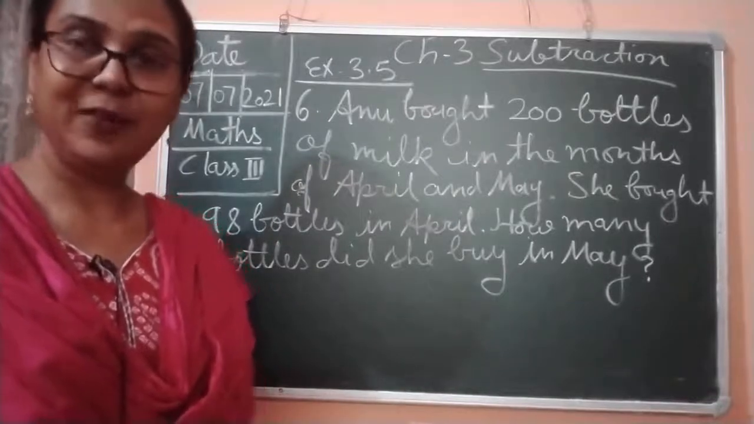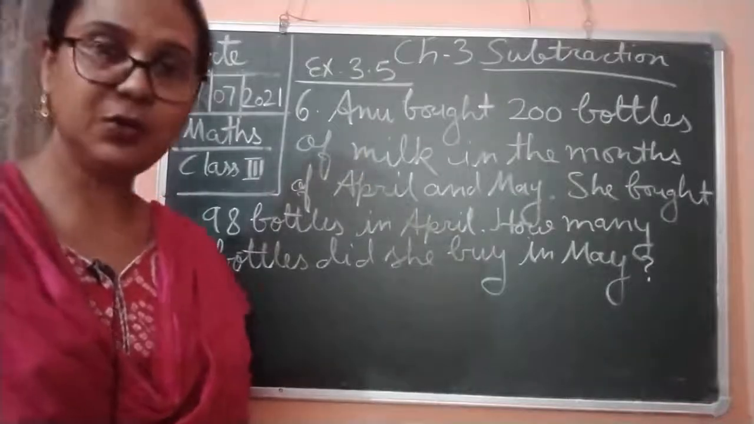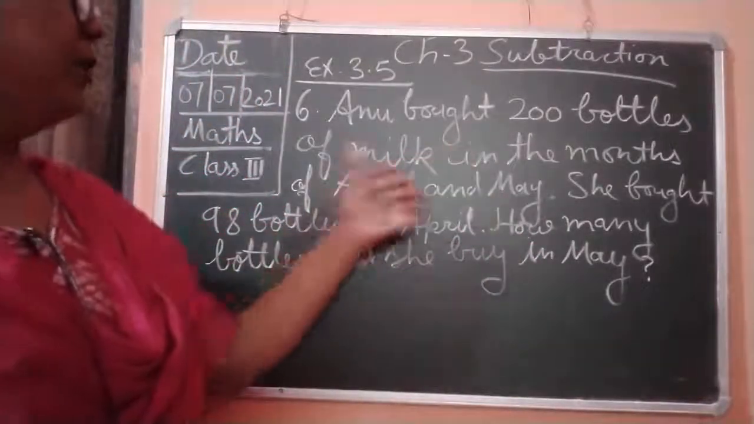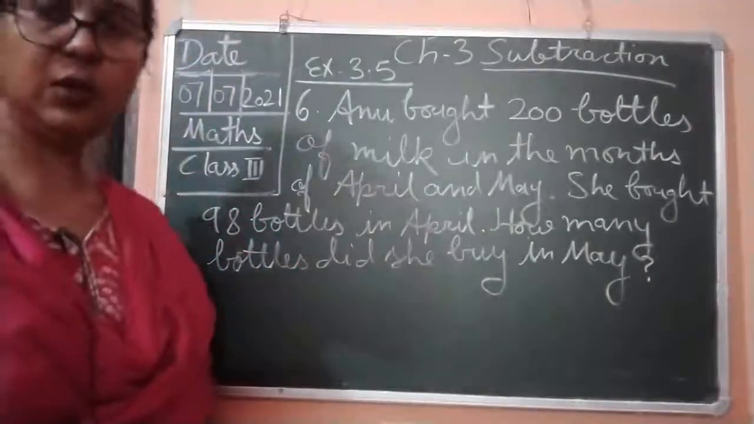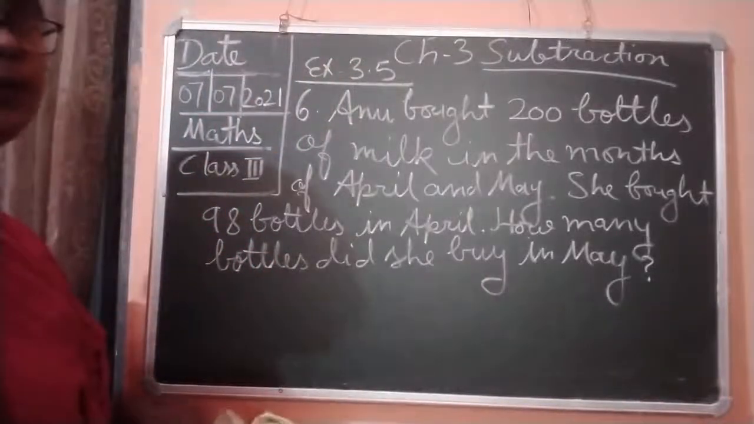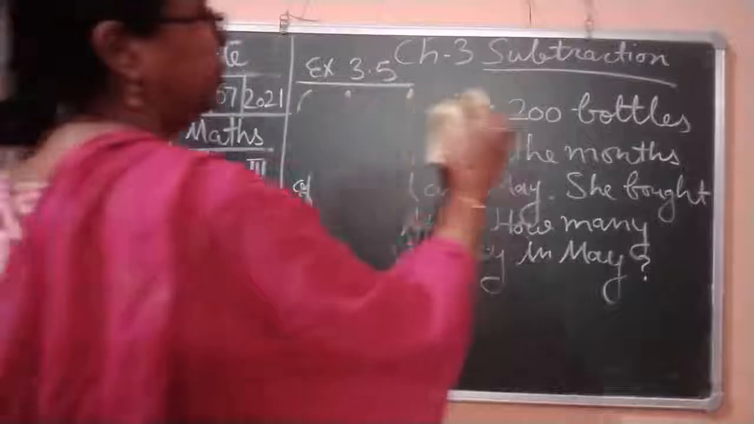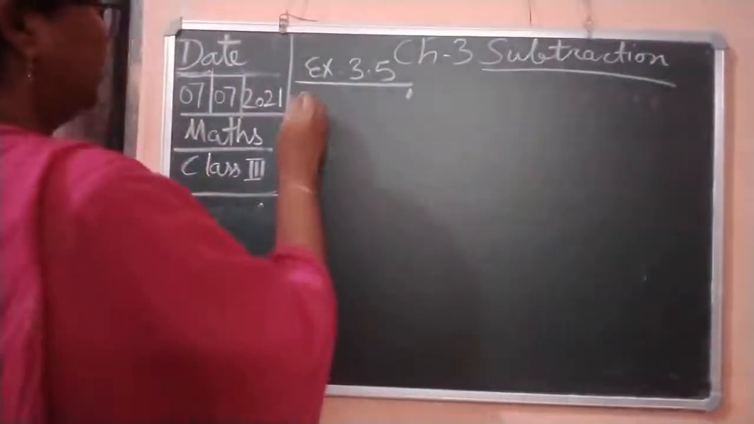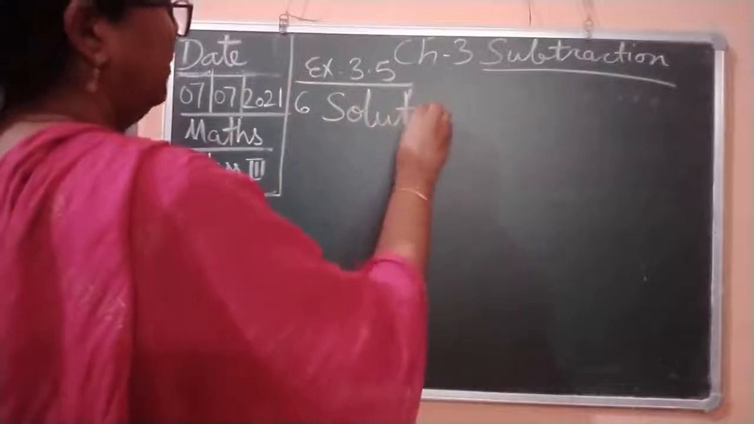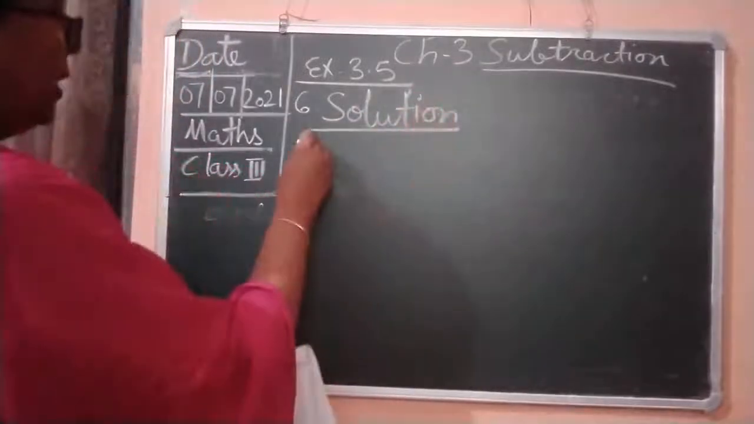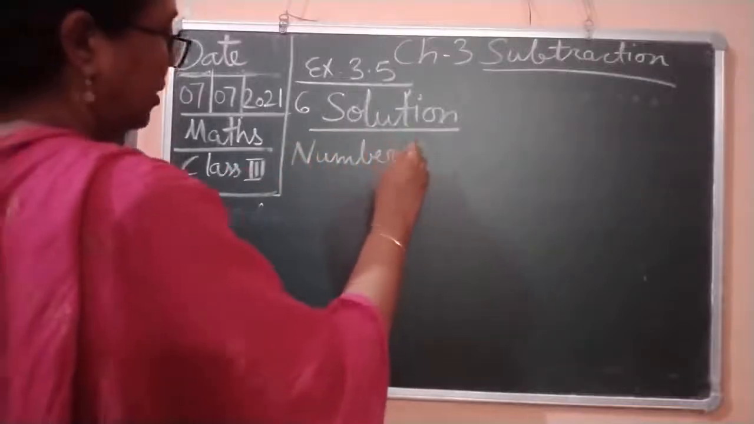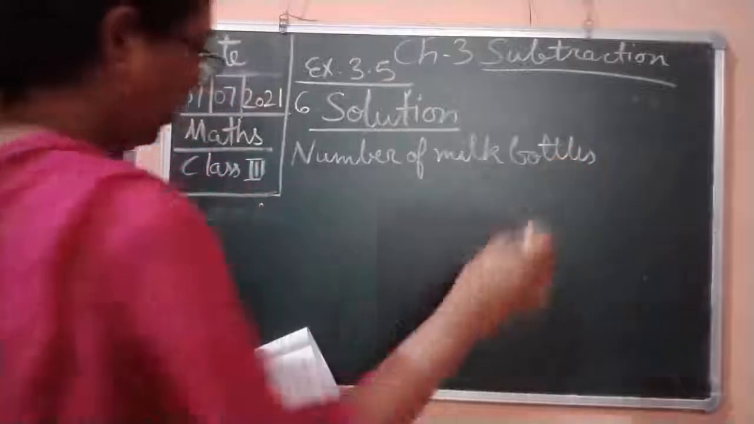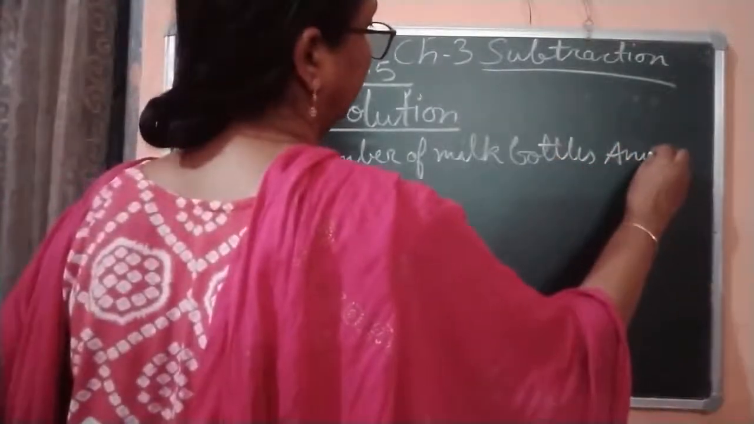So children, first what we will do? We will start writing the solution, and first we have to subtract 98 from 200. Write this question in your copy and then start writing the solution. This is question number 6 we are doing. So I am going to write the solution over here. Number of milk bottles Anu bought.